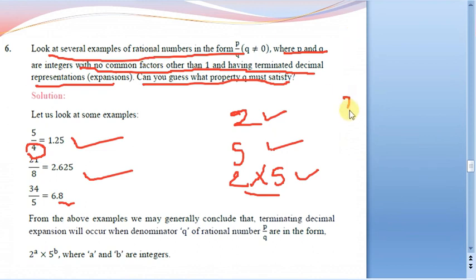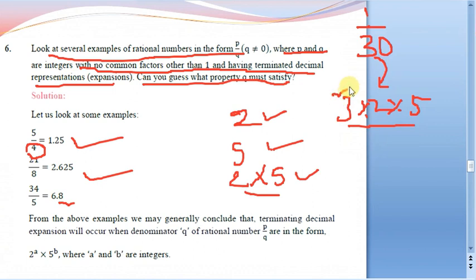If 30 is there, I can write 2 into 3 into 5. So suppose I take the decimal expansion of 1 by 30, we have to tell whether it will be terminating or non-terminating repeating. For sure, if you take the prime factorization, it will be 3 into 2 into 5. So here 2 is there, 5 is there, but along with that 3 comes into picture. That is why it is not going to be terminating in this case.